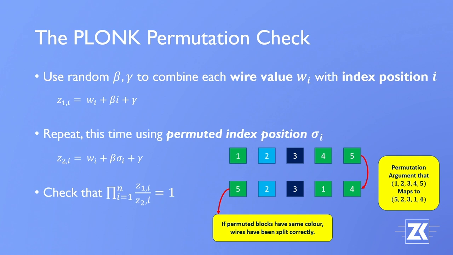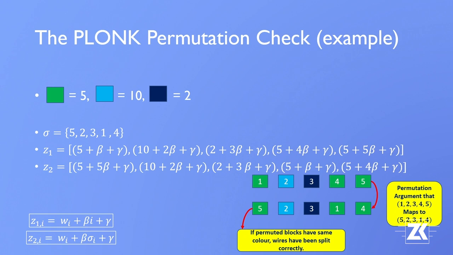So the way we do this is by using some randomness and mixing both the index of the wire and its value into a single expression, gated by randomness. We do this for every wire value, both for the original ordering of your wire values, which we call the identity permutation, and then the permuted ordering, which validates the copy relationships. The idea is that you take your index, multiply it by a random beta, then add in another random element and your wire witness value. If you do that for the identity ordering and the permutation ordering, then the product of these two constructs should be identical to one another, and so one divided by the other should be equal to one. I have a bit of a worked example here to try and explain some of the intuition behind this.